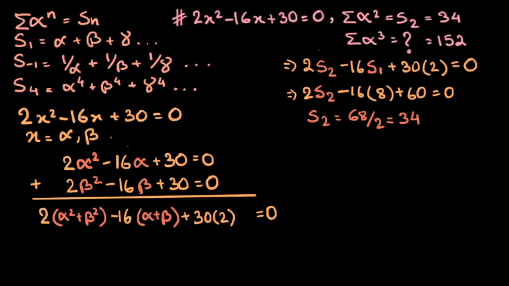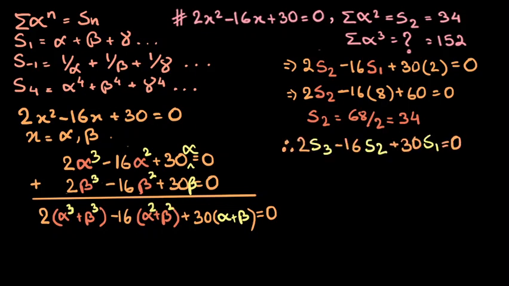In order to find S3, we can multiply the entire polynomial equations with the roots again. So now we have twice alpha cubed minus 16 alpha square plus 30 alpha. The power of the betas also increased by 1 as well. And so when we add both, we see the S2 is shifting to S3, the S1 is shifting to S2, and finally we have 30 into S1. So we have this new equation, and as we already know the values of S1 and S2, we can replace the values and we have S3 equals 152.